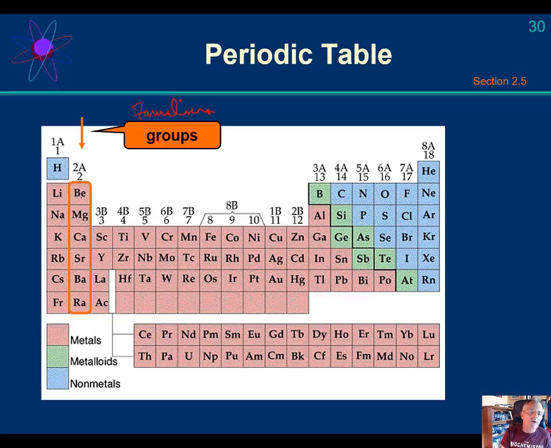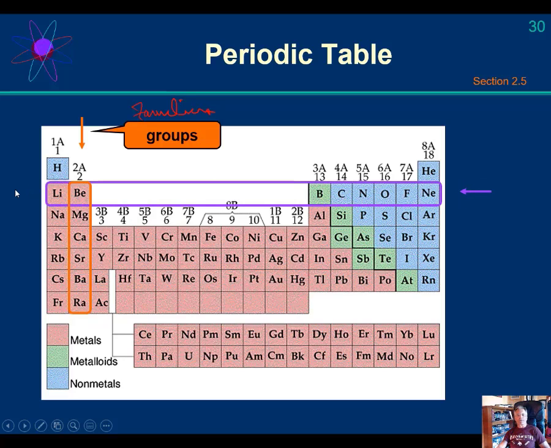Now, here is one of the cool things about groups of elements. You're going to find out later when we get into quantum mechanics that groups of elements, the vertical columns that you find on the periodic table, have similar physical and chemical properties. That is, their chemical behavior, sometimes their appearance, is similar. So groups of elements, that is, elements that are in the same family, have similar properties.